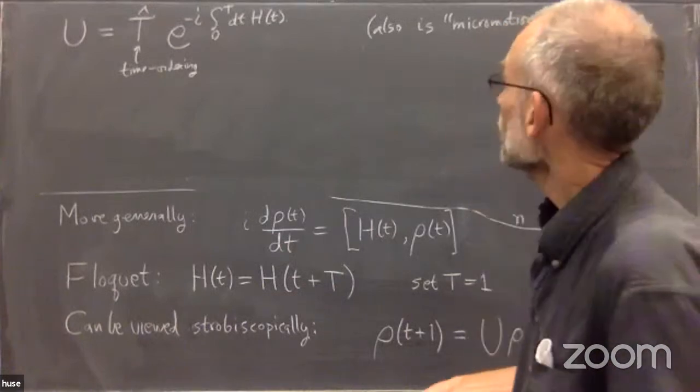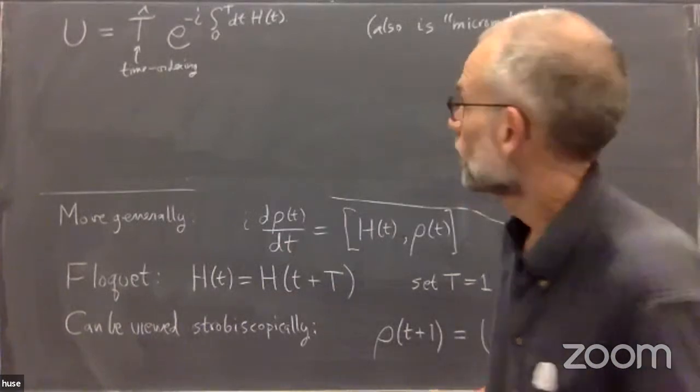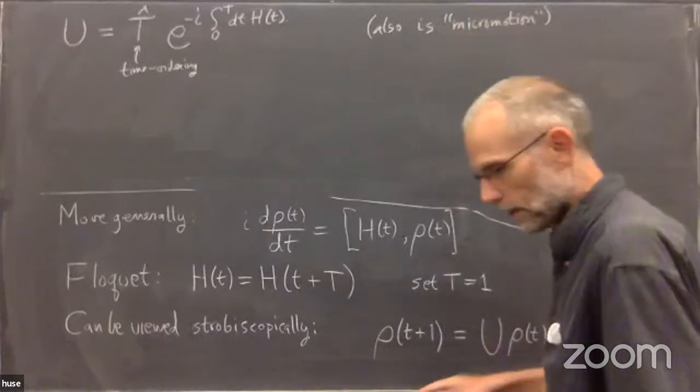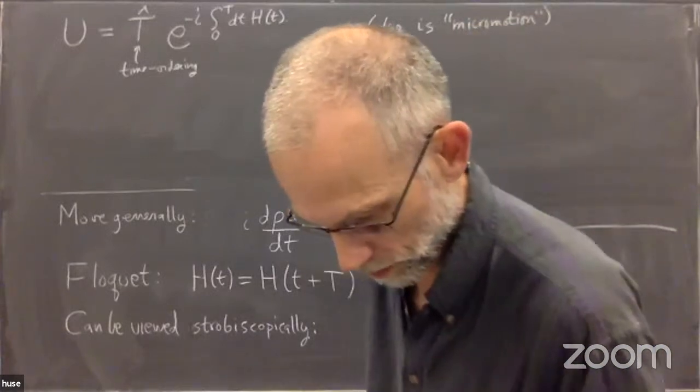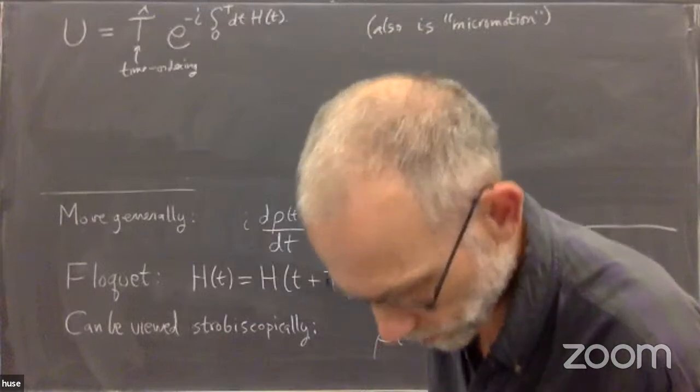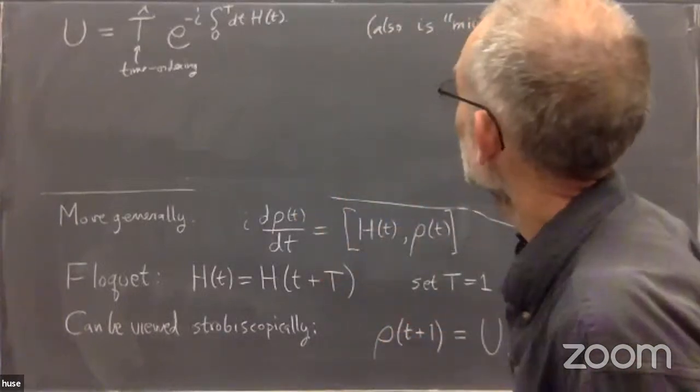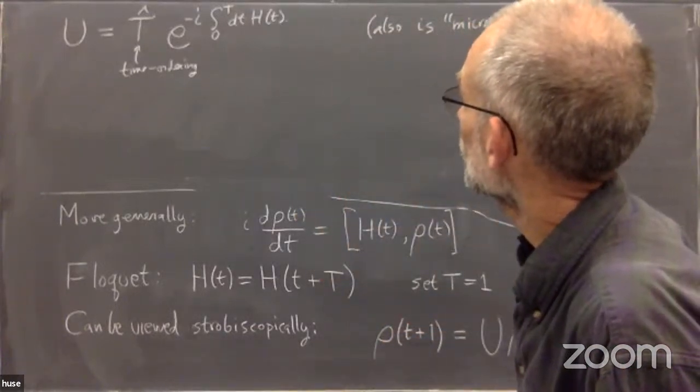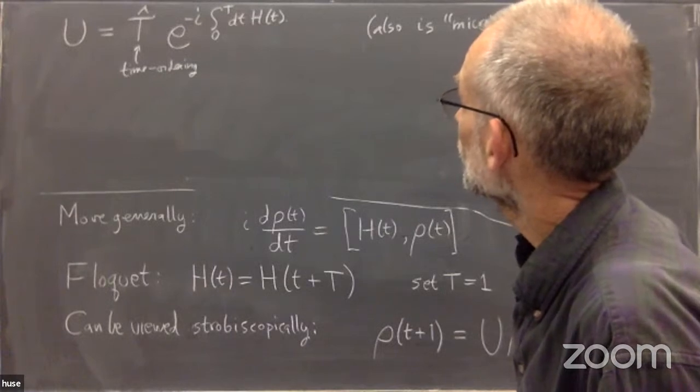Now, so David, go ahead. Does this mean that if H of t is just a regular sine, then the integral is 0, so the unitary is just 1?